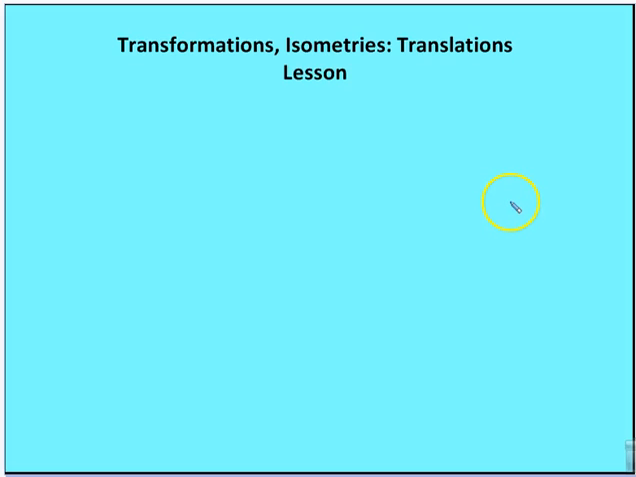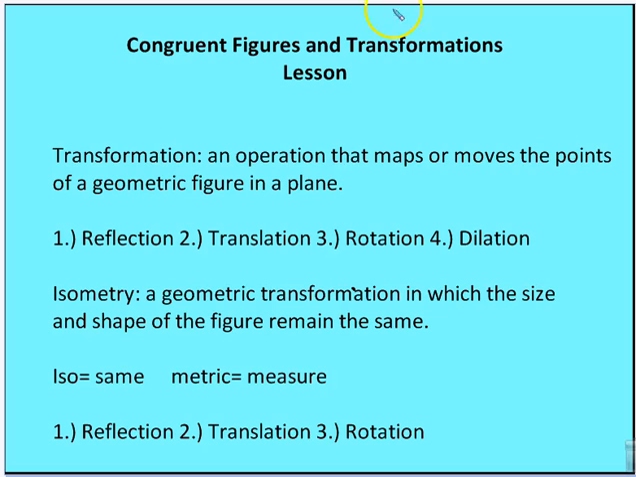We're starting our unit on transformations. We're going to talk about translations, then reflections, then rotations, and then dilations. So this is the first part, where we give a high-level overview of transformations. A transformation is an operation that maps or moves the points of a geometric figure in a plane. Today we're going to talk about translations, then reflections, rotations, and then dilations.